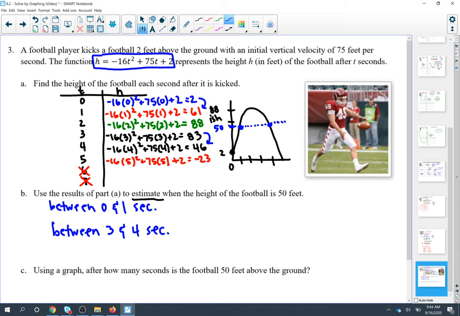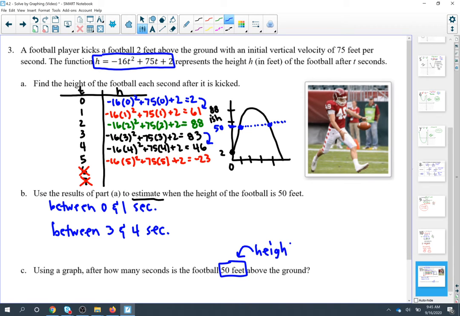Part C, using a graph after how many seconds is the football 50 feet above the ground? Well, we already have a graph up here, but based on the very rough sketch nature of this graph, I don't think it's going to tell us when exactly it's 50 feet above the ground. I know it's probably like 1 point something second and 3 point something second, but I don't know exactly when. So what I'm going to do, I'm going to look at my function. I want to know when the football is 50 feet above the ground. 50 feet is a height.